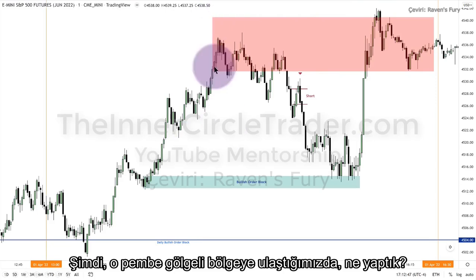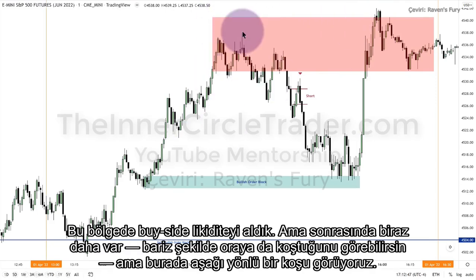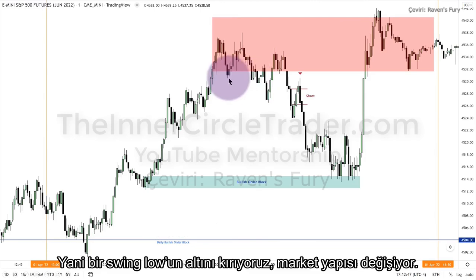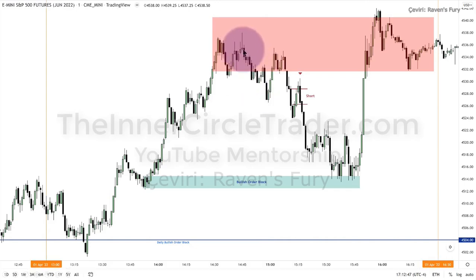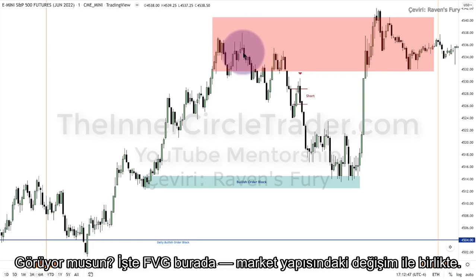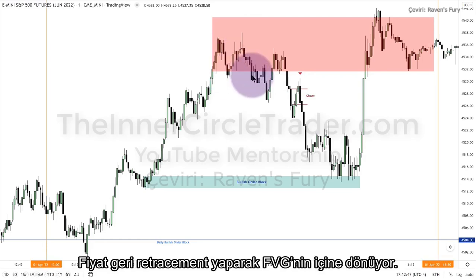Now, once we get up into that shaded pink area, what have we done? We fulfilled buy side liquidity in this area here, but we have a little bit more later on, which obviously you can see it runs to. But here we see it do a run lower. So we break below a swing low. Market structure shifts. Is there any imbalances in here? No, but there is one right there. See that? Here's your fair value gap. Shift in market structure there.